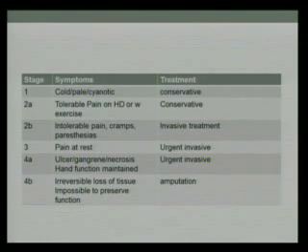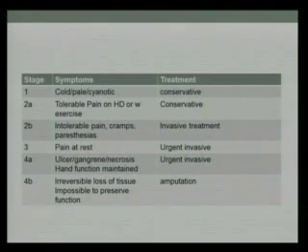Okay, so 2B is when the pain is intolerable. They're having cramping, paresthesias, and then you will want to do treatment. You will want to definitely do an arteriogram, open up a stenosis if it's there, and if not, consider surgical treatment, revision.